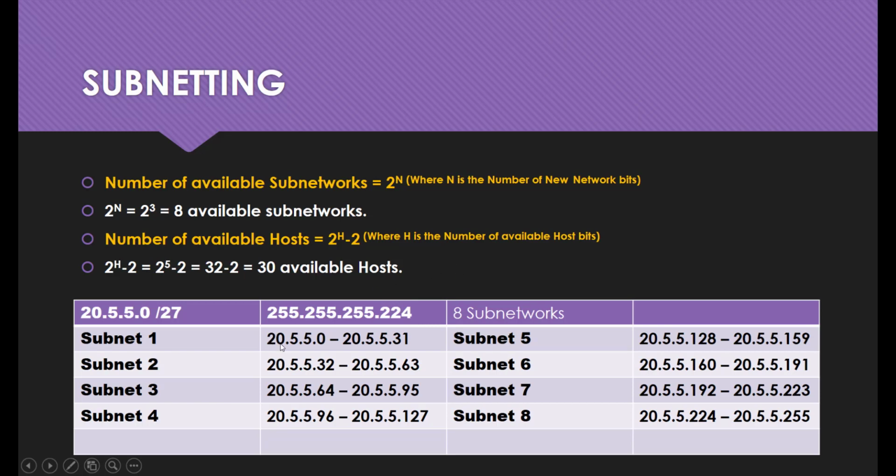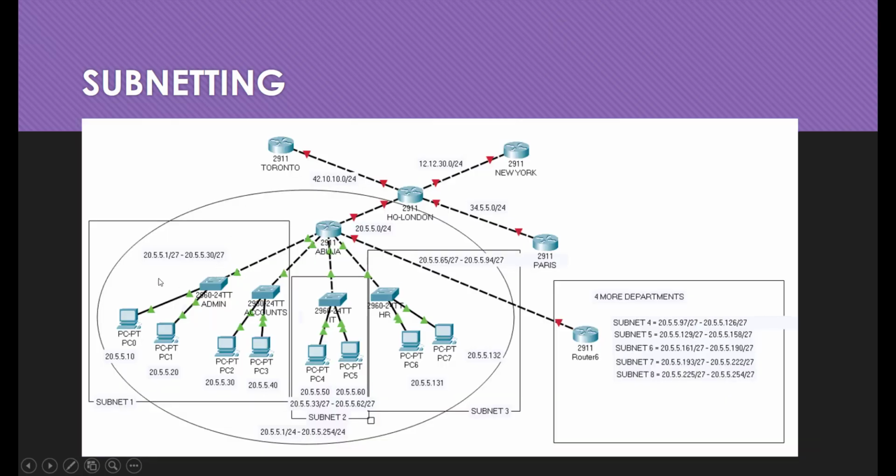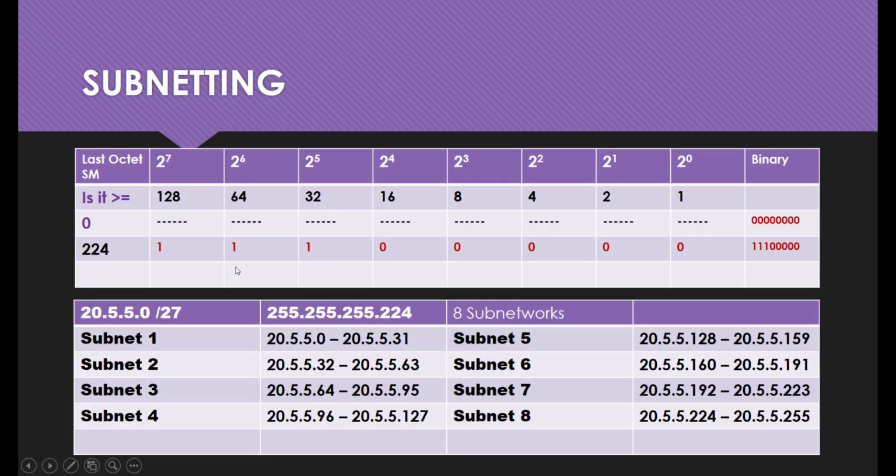So what it means is that we'll have from 0 to 31, 32 to 63, 64 to 95, 96 to 127, 128 to 159, 160 to 191, 192 to 223, 224 to 255. Those are the 8 subnets we have. If you look at this, it means we have the first subnet, which is from .1 to .30.